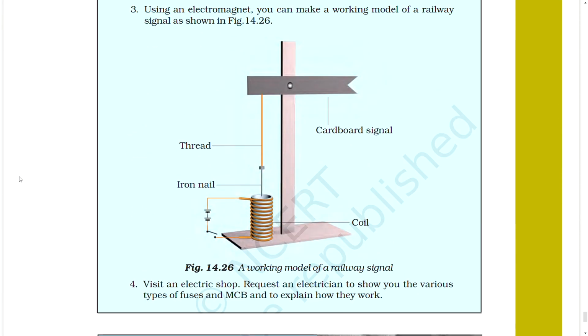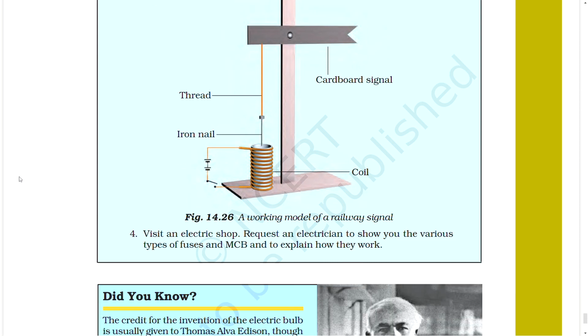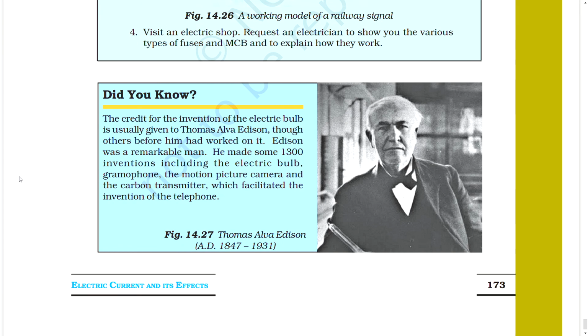Figure: a working model of a railway signal. Cardboard signal, thread, iron nail, coil. Do this and comment this.